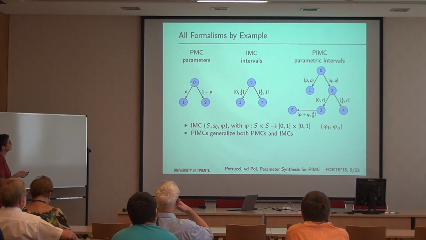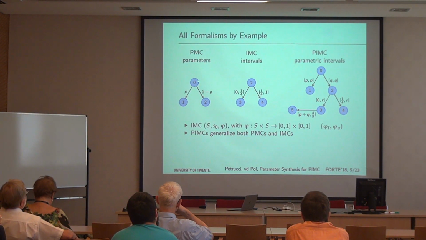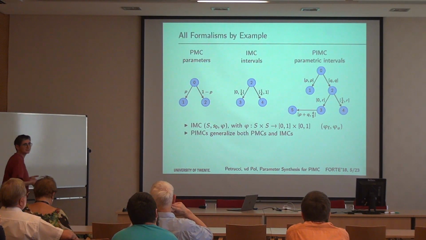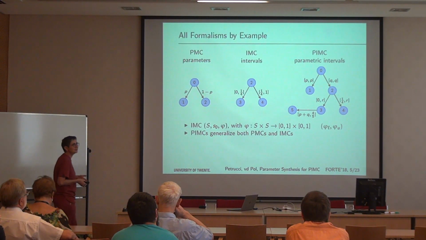But here you know that from 0 to 1 you have a probability p to take this arc, and therefore you have a probability 1 minus p for the other arc. Right? But you don't know what p is, and synthesizing the value of p is one of the issues there.